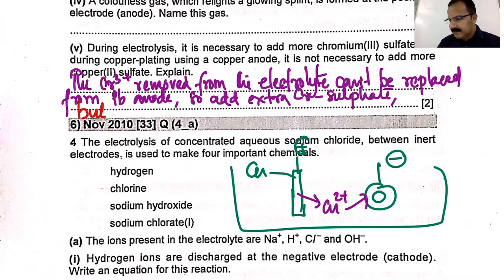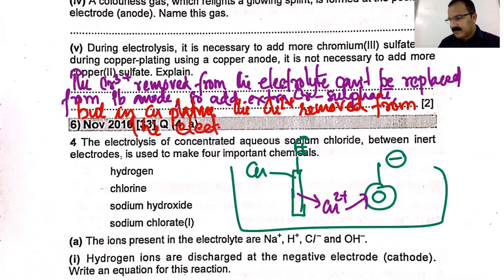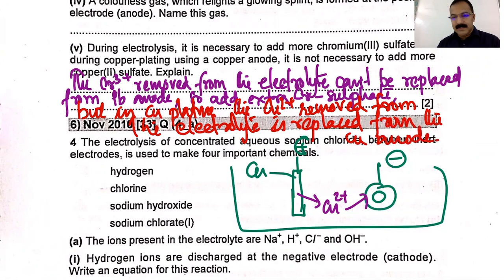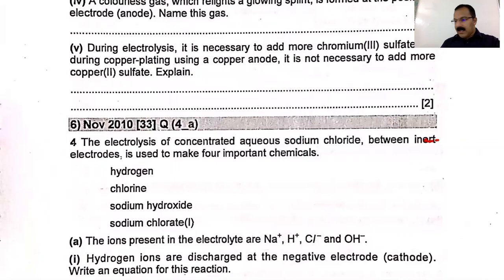But in copper plating, the Cu2+ removed from the electrolyte is replaced from the anode, from the copper anode. You know, it's the same metal, copper anode. So the removed copper ions from the solution are replaced by positive ions formed from the anode. That's the reason why we don't have to add any extra copper there.